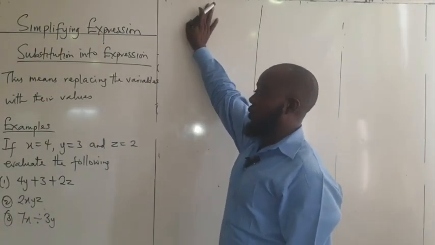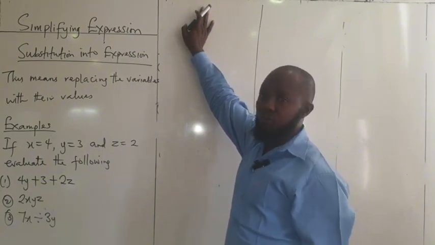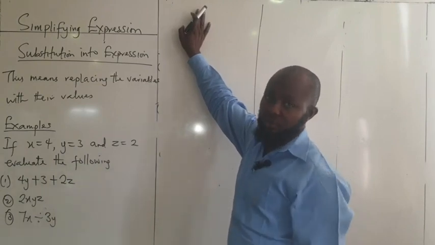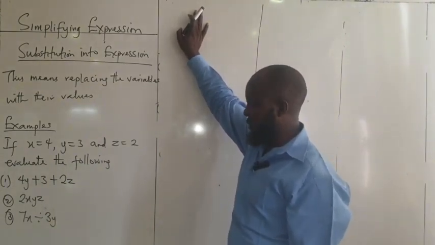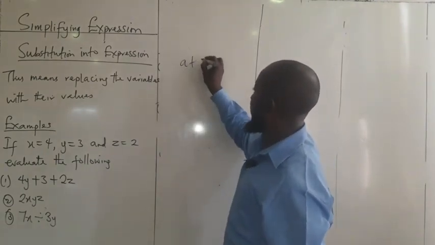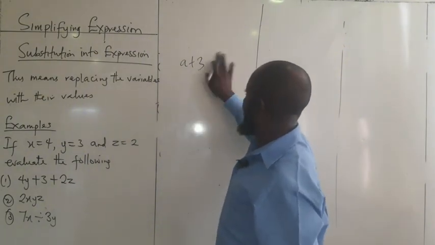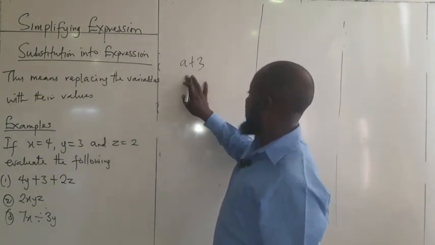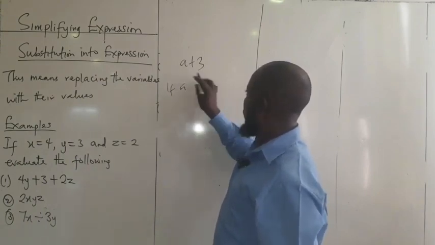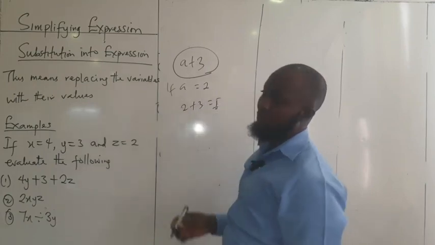That is, what this means is that we want to replace the variables with their values. So you'll be given the values of the variable, and you put them in that expression to evaluate its value. For example, a plus 3 is an expression. If a is equal to 2, what's the value of this expression? That will be 2 plus 3, which is equal to 5. So that's what we are saying.